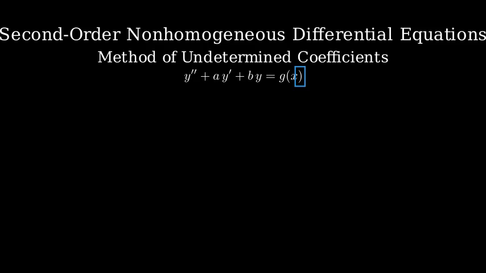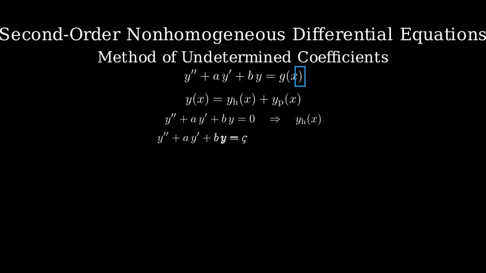The general solution to this equation has a specific structure. The complete solution is y(x) = y_h(x) + y_p(x). Here, y_h is the general solution to the homogeneous equation, which is when g(x) equals 0, and y_p is a particular solution to the full non-homogeneous equation. Our task will be to find both of these components to construct the complete solution.